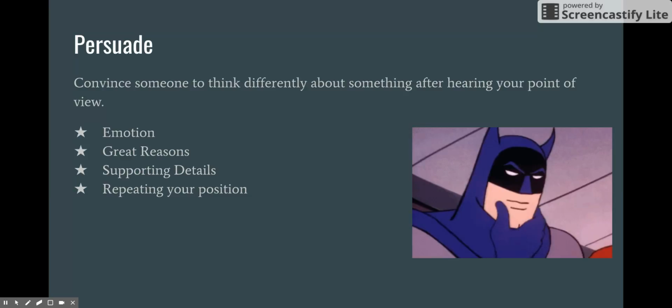What do you need to do for that? You need to create some emotion. You need to give great reasons. You need to support those reasons with details. And you need to repeat your position at the end of how you feel. You want them to change their thinking.